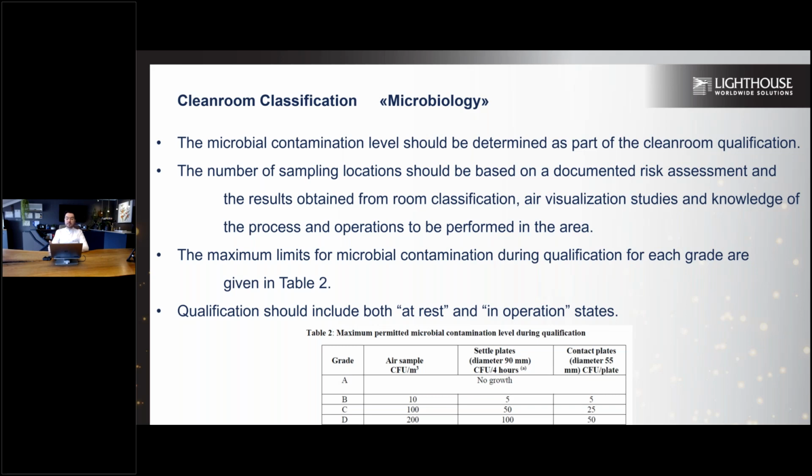The maximum limits for microbiological contamination during qualification for each grade are given in Table 2, which is in this slide. Qualification should be included both at rest and in operation states. Within the table, as you can see, in grade A we shouldn't have any growth. Remember, it was less than 1. Now it is defined as no growth, for active air sampling, settle plates, and contact plates. For grade B, we still have these 10, 5, and 5 limits, for C and D respectively. So all of them are defined within Table 2 as microbiological contamination levels.